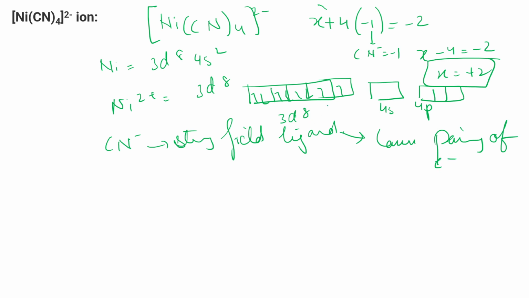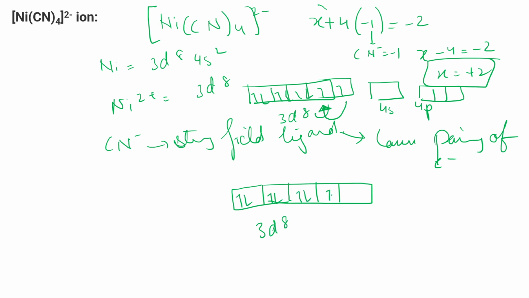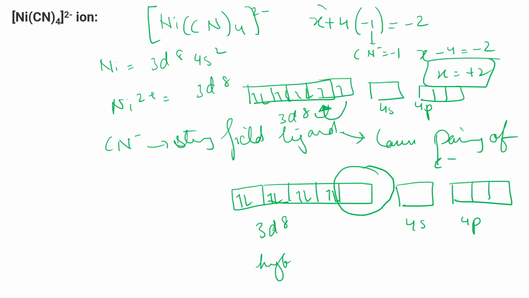So the d electrons present inside will be paired. This electron will be paired over here. And now what will be the electronic configuration? It is 3d8 only, but now the filling of electrons will occur and one vacant orbital is present in the inner d. So we have this electronic configuration now, with 4s and 4p. Now how will the hybridization occur? Hybridization will include this inner d and it will be dsp2. This is the hybridization dsp2.